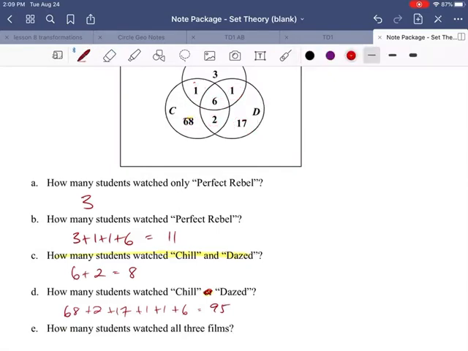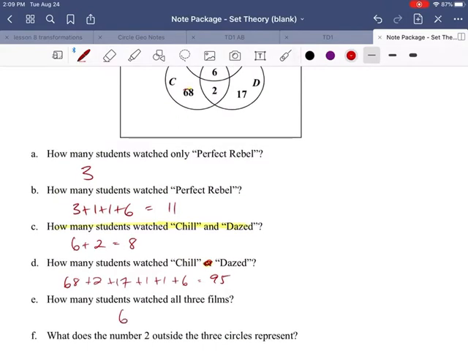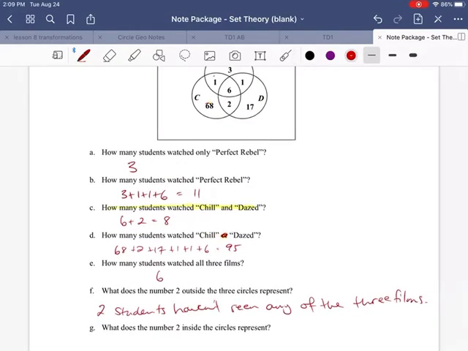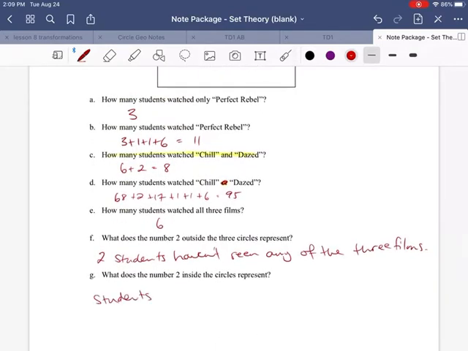And our last scenario here, how many students have watched all 3 films? 6 kids, just that middle section. What does the number 2 outside the 3 circles represent? 2 students haven't seen any of them. Okay, and what does the number 2 inside the circles represent? That's students who have seen, watched, Chill and Dazed only.